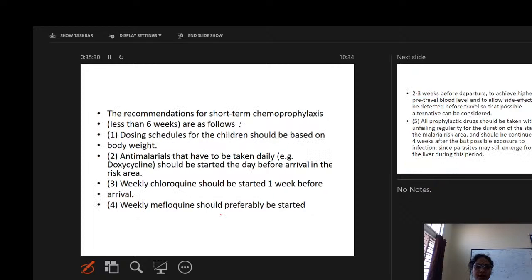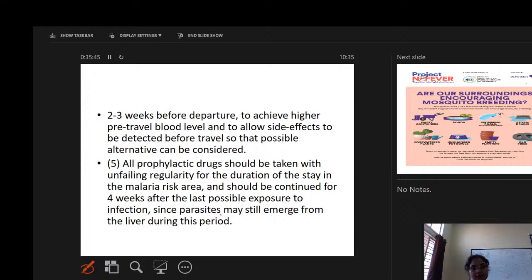Okay, what drug is that? Weekly mefloquine. Okay, so this is something new that I told you in the presentation, so you can remember that this is used in prophylaxis, and it should be started 2-3 weeks before departure so that if any side effects are there, they can be treated before they travel. Okay, or if any alternative can be considered.